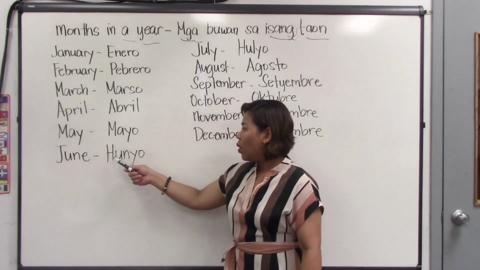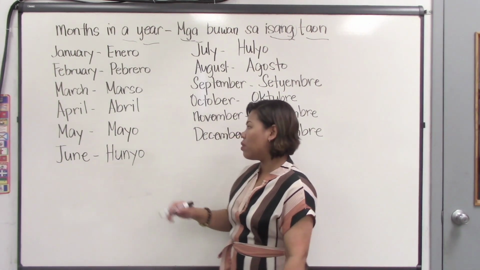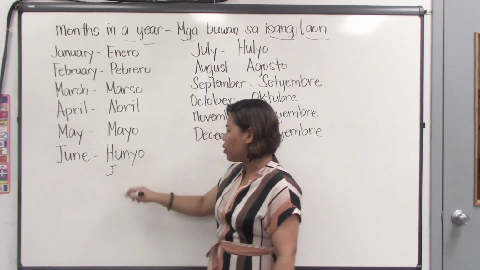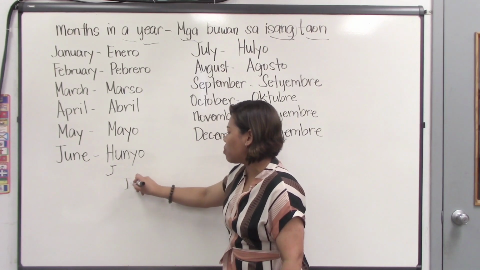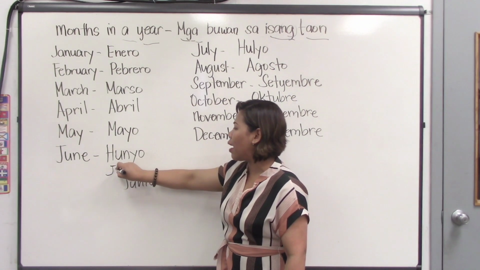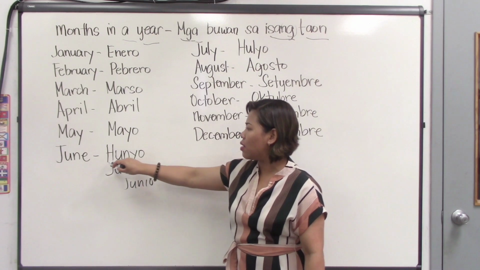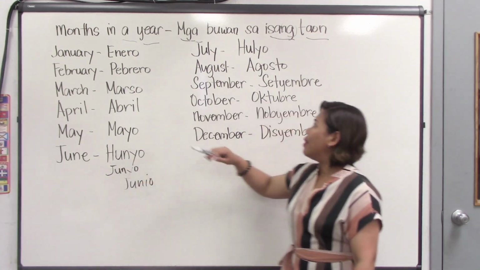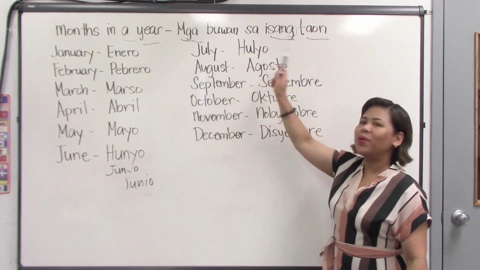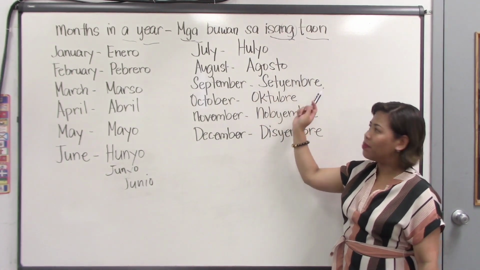June is junio. Now, some people in the Philippines, especially the old ones, would spell junio with a J because the Spanish name for junio is spelled with this kind of spelling. So some of them would spell it like Junyo. But for Filipino spelling, it's actually this one with an H. Junio. Next is July, and that is Julio. Junio, Julio. Okay? August is agosto.